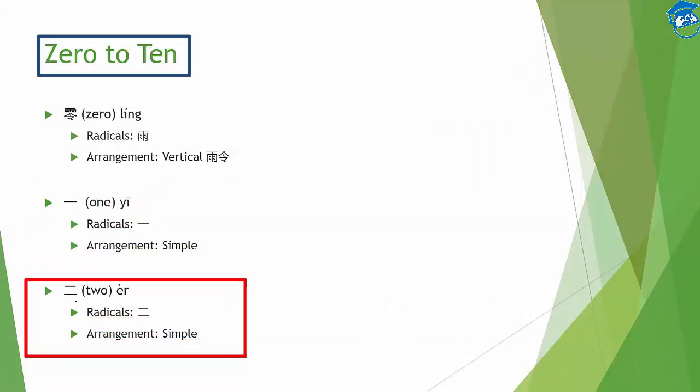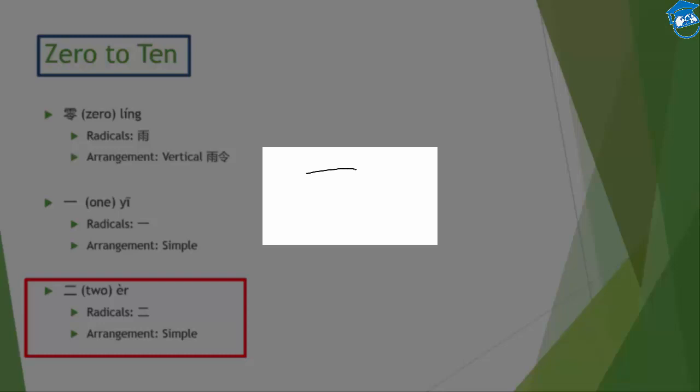And 2 is 二. Okay, as you can see, it's just 2 strokes, and the radical is itself, and the arrangement is simple. So 2 is just 2 strokes. 1, 2. And if you can see, the first stroke is always shorter than the second stroke. So just pay attention to this one as you are writing number 2. 二.